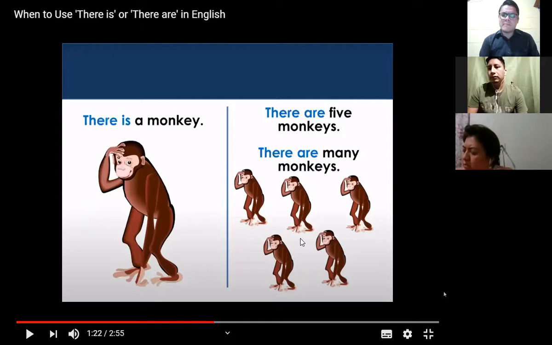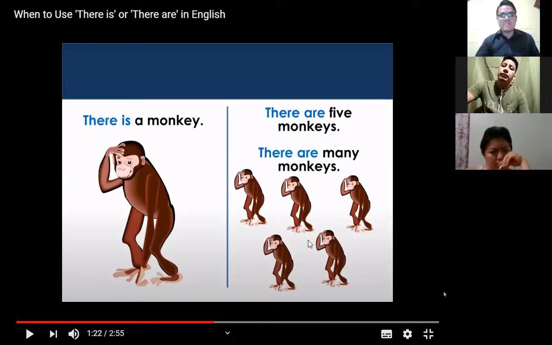Can you say there are some monkeys? Is it correct if I say there are some monkeys? Yes, that's correct. Okay, that's correct. You can say there are many monkeys or there are some monkeys. But in this case, we have 5. So we consider the number 5 as a lot of something. In this case, that's what you say, many.